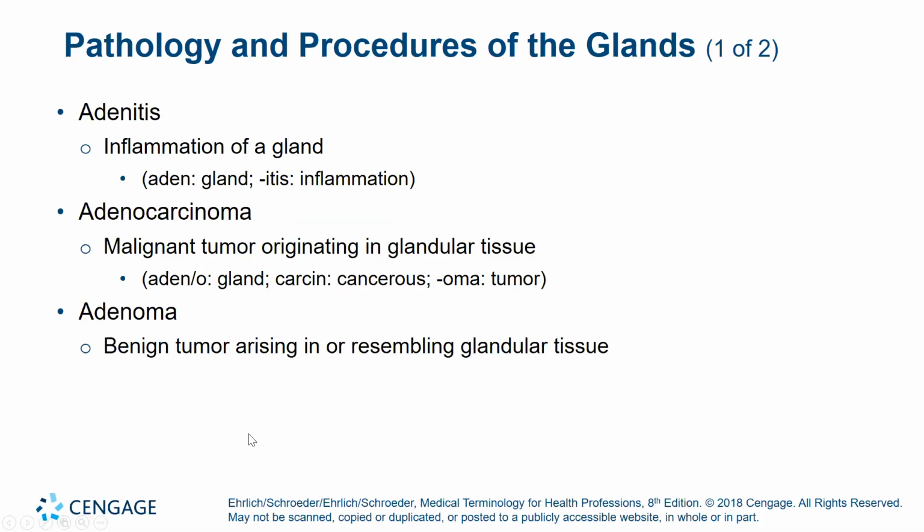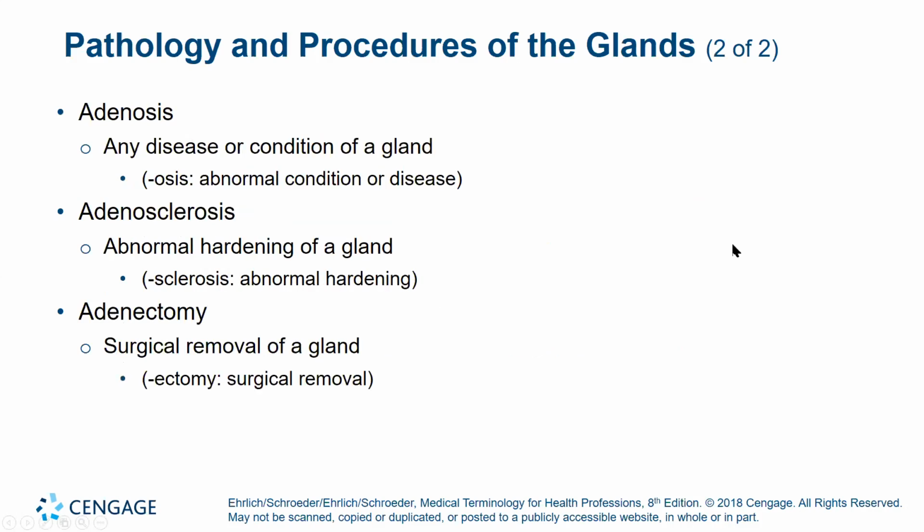And then we have adenoma. Oma, again, is tumor. Aden is gland. So this is a benign tumor arising in or resembling glandular tissue. Adenosis, os is abnormal condition or disease. So this is any disease or condition of a gland.